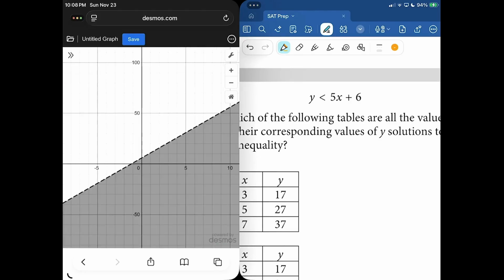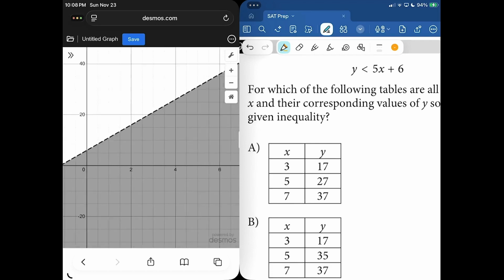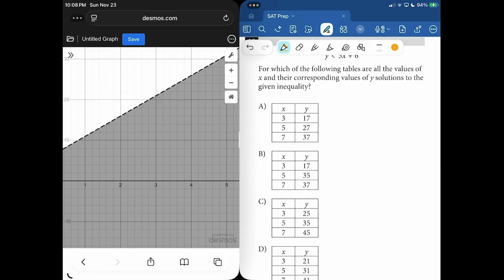Now, what we have to be sure is that all of these values don't fall on the line, and that's very important because this is strictly less than, so we need to be under the line. Okay, 317 does look like that value would fit in here, so that one is going to work. It's definitely not going to be 325, and 321 looks like it is on the line, so it's also not going to be option D.